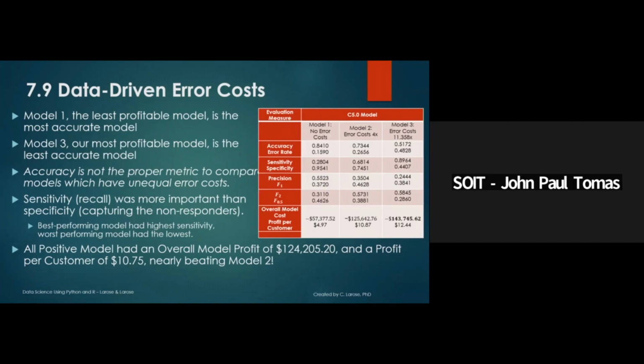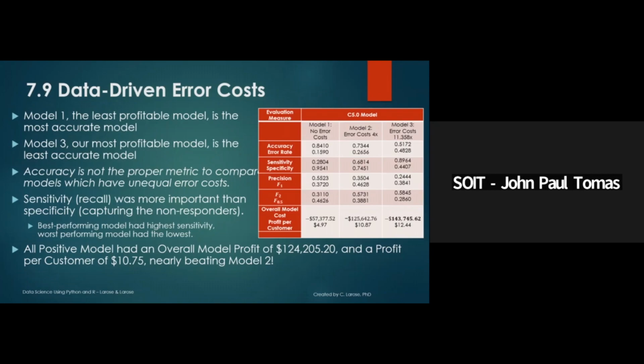Now, sensitivity was more important than specificity. The recall is actually more important, rather than capturing the non-responders. So it's more about getting towards who will actually respond, and how many people will respond to the marketing campaign. Okay? So, that's it. The best performing model had the highest sensitivity, while the worst performing model had the lowest sensitivity. The reverse relationship actually held for your specificity.